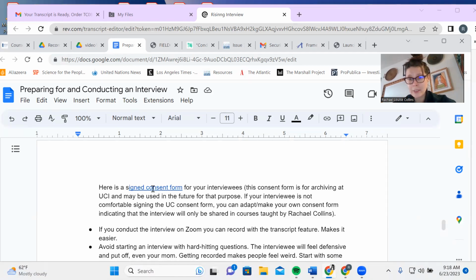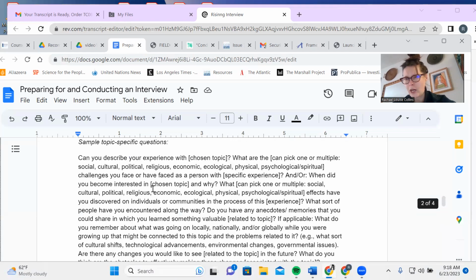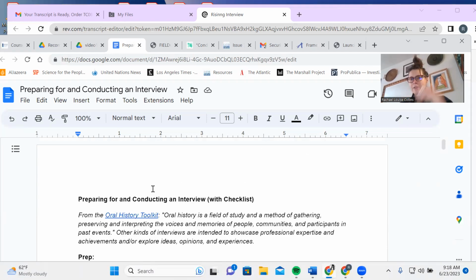So you can adapt your consent form. There's consent forms all over the internet. I've given you the consent form from UCI for archiving because that's what we do at UCI, but you can use your own consent form. You can even make a consent form yourself. Just make sure that you understand the language that you're using. There are also sample consent forms in the field guide, I believe, but you have to have a consent form or you cannot publish or reproduce the interview.